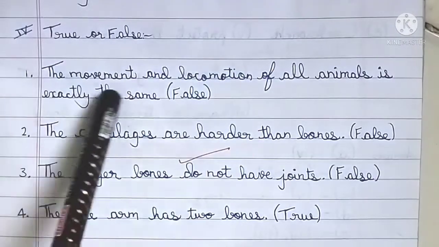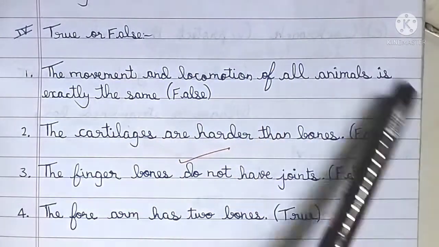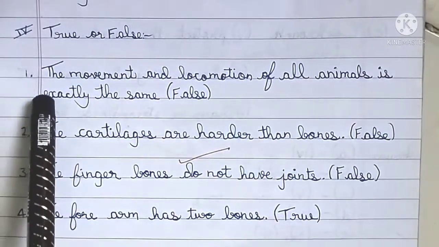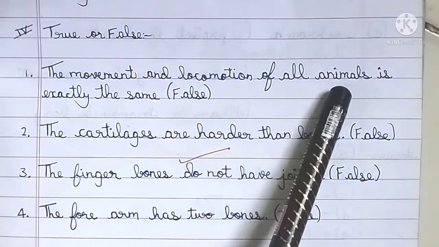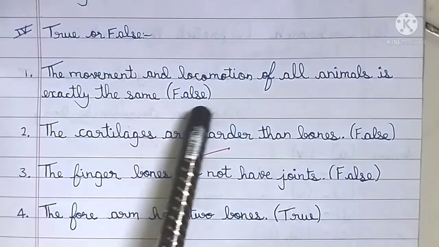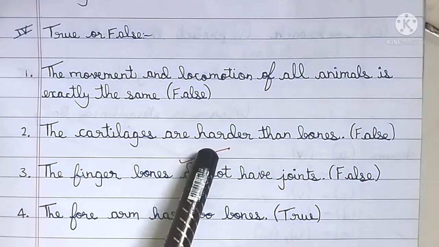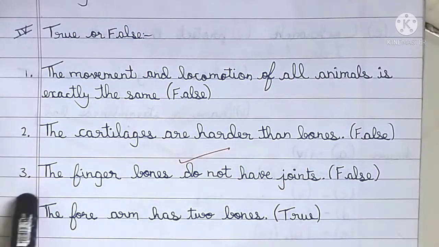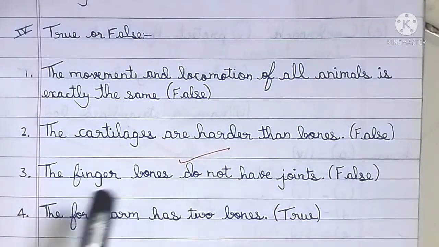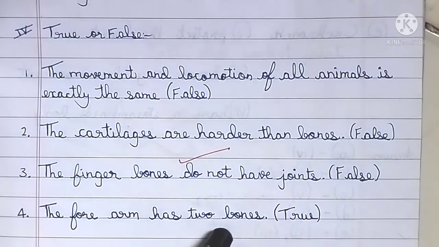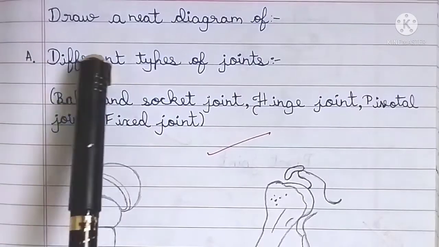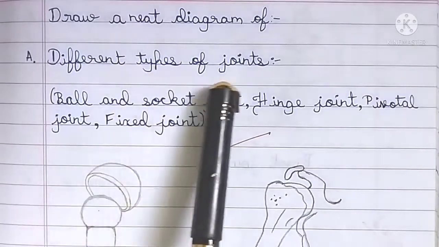True or false? The movement and locomotion of all animals is exactly the same. False. The cartilages are harder than bones. False. The finger bones do not have joints. False. The forearm has 2 bones. True. Draw any diagram of different types of joints.